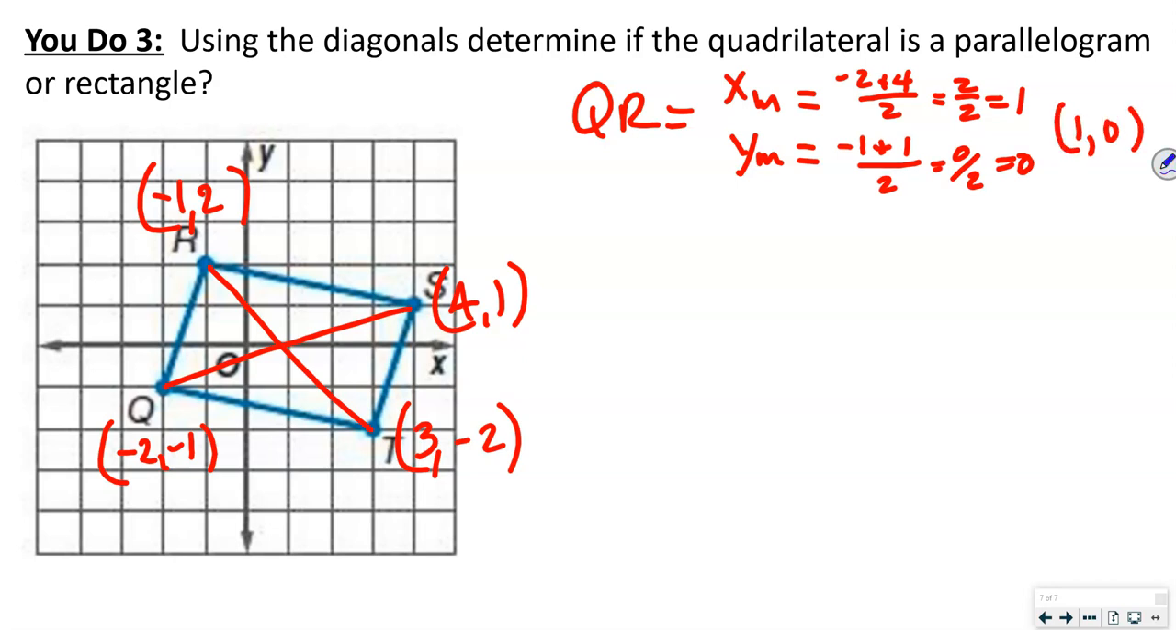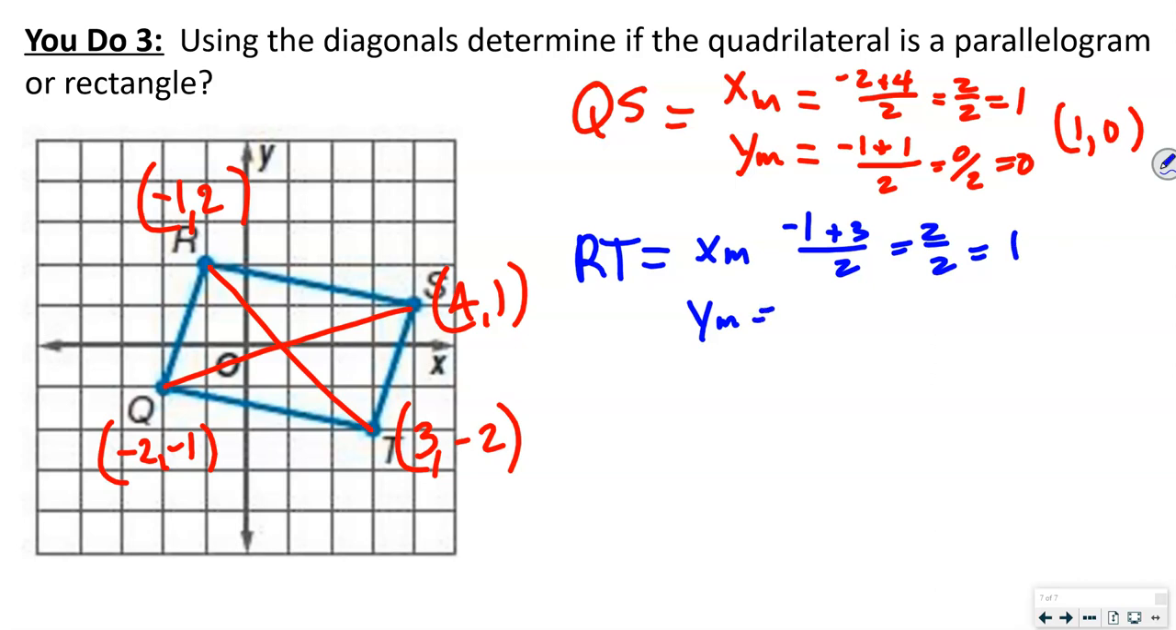That was not QR, y'all, that was QS. Sorry, y'all. Now we're going to do RT. We're looking for our midpoints again, so we're going to add our x's: negative 1 plus 3 divided by 2. That's 2 divided by 2 again, there's our 1. Then we've got 2 minus 2 divided by 2, so that's again 0 divided by 2, which is 0. So this is (1, 0) again. So we know this is a parallelogram.